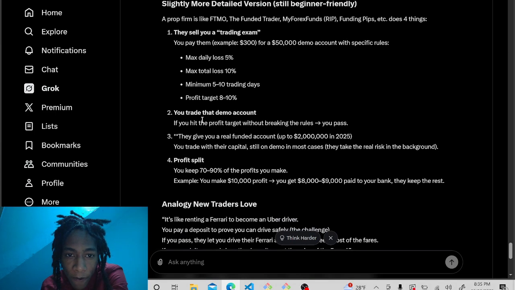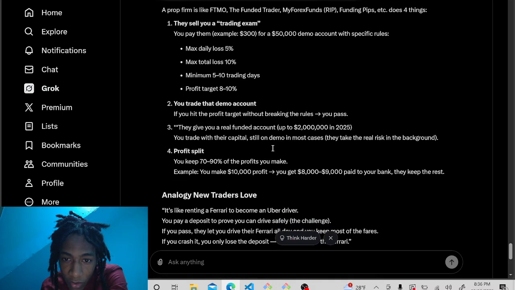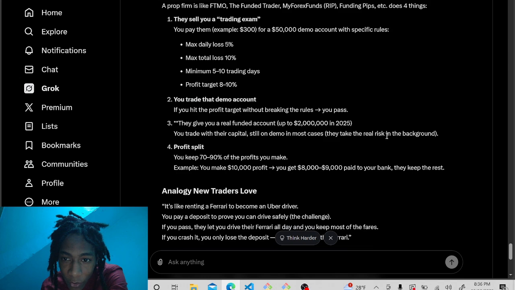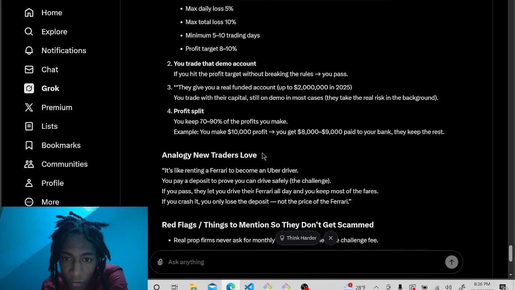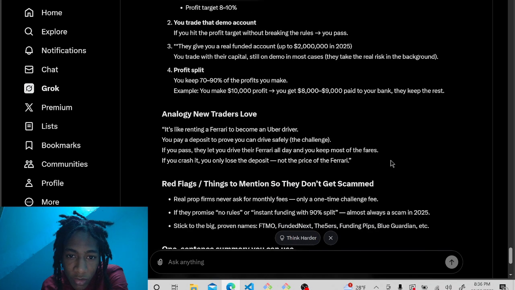Okay. You trade that demo account. If you hit the profit target without breaking the rules, you pass. They give you a real funded account up to $2 million in 2025. You trade with their capital, still on demo in most cases. They take the real risk in the background. Profit split: you keep 70 to 90% of the profit you make. Example, you make 10,000 profit, you get 8,000 to 9,000 paid to your bank. They keep the rest.